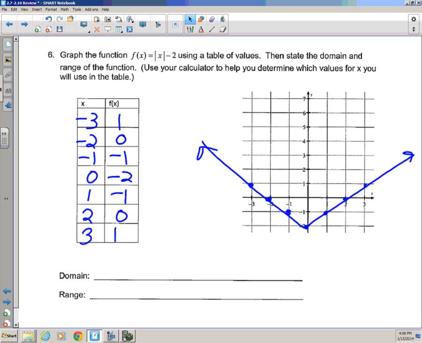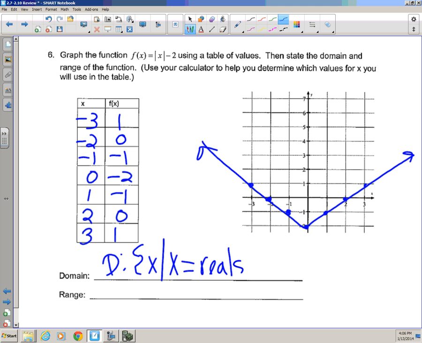So in terms of the domain, my domain is the set of all x such that x equals the real numbers. I can just get rid of reals, it doesn't really matter. X equals real numbers. So anything that I want for x, I'm allowed to plug in. I can plug in whole numbers. I can plug in fractions. I can plug in decimals. I can plug in pi. Doesn't really make a difference.